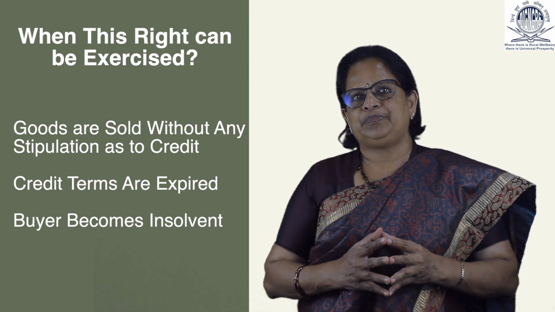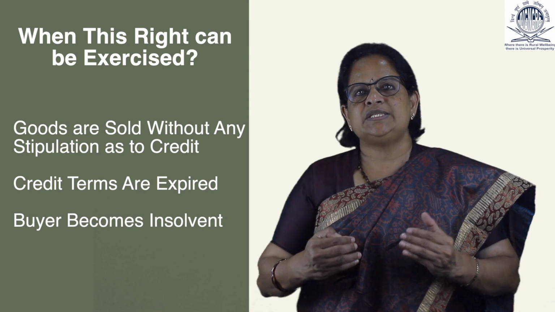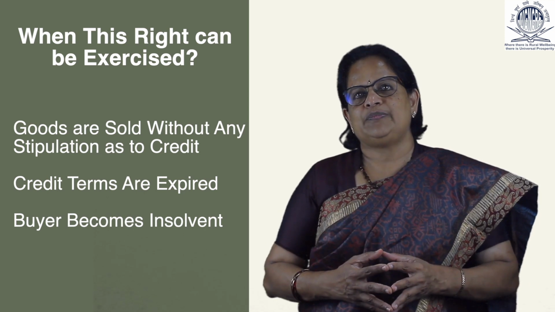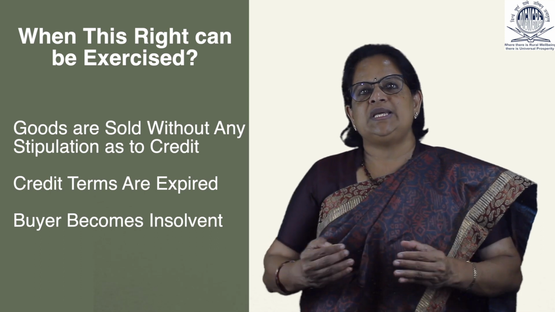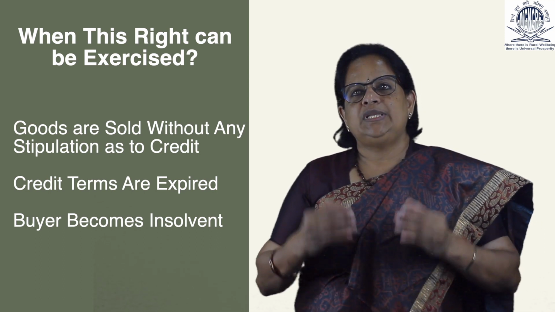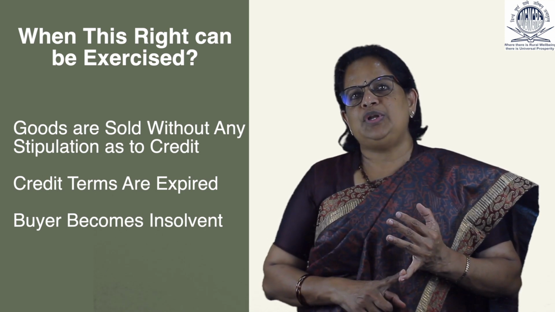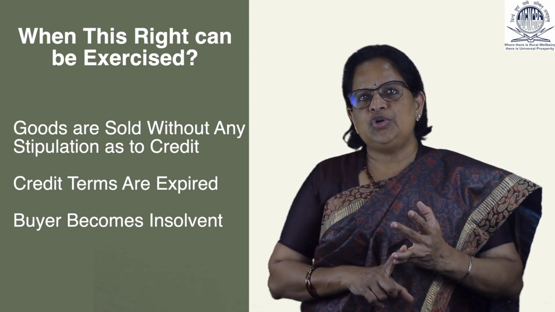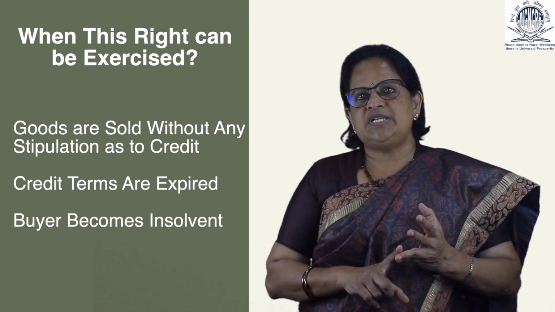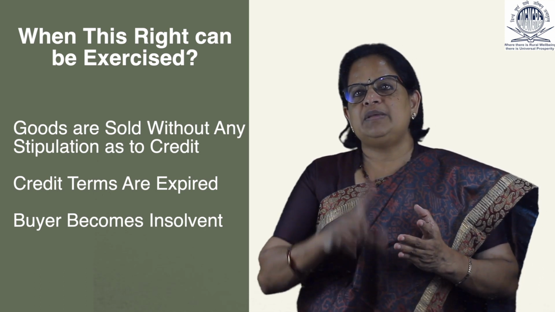These charges the seller may have to incur for keeping the goods in order to collect the price of the goods from the buyer. Now, the next thing we have to learn is about when the seller can exercise these rights against goods. There are three situations to exercise this right by the seller against the buyer. First, where goods have been sold without any stipulation as to credit. Second, where the goods have been sold on credit but the term of credit has expired. And third and last is where the buyer becomes insolvent.